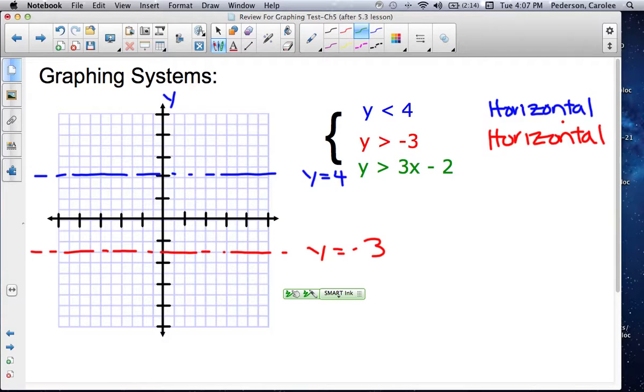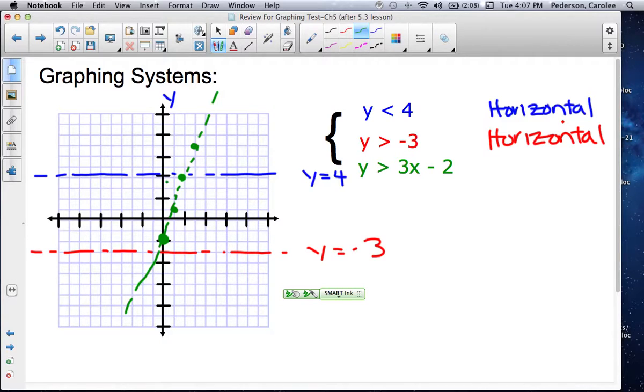The last inequality, its y-intercept is -2, and then its slope is 3. So we're going to rise 3, run 1. Rise 3, run 1. Again, another dotted line. But now we're going to shade greater than 3x minus 2. So we're going to be shading above this line.